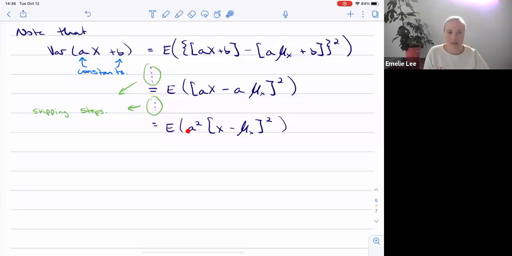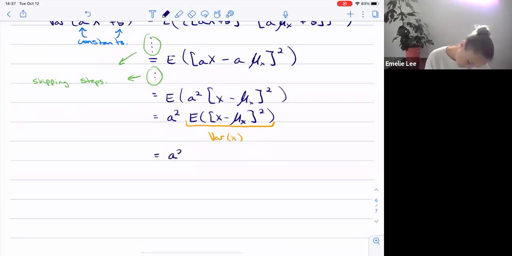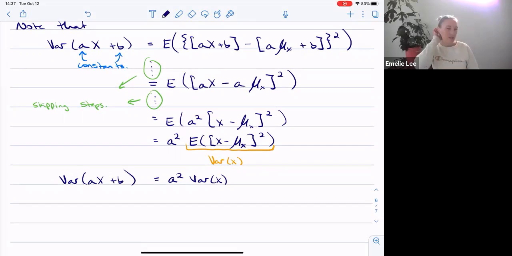which is that, if I bring this expectation inside, then I can bump this a squared, because that's just a constant squared, outside. So I get a squared times the expectation of x minus mu x squared. But this, remember, is the definition of the variance of x. So that means that the variance of ax plus b becomes a squared times the variance of x. And just to emphasize what happened here, the variance of ax plus b is going to be a squared times the variance of x.